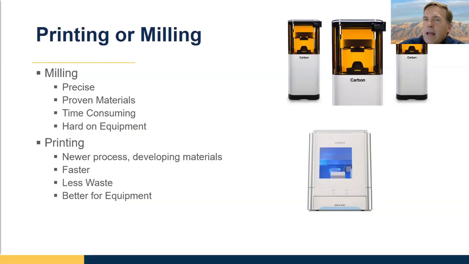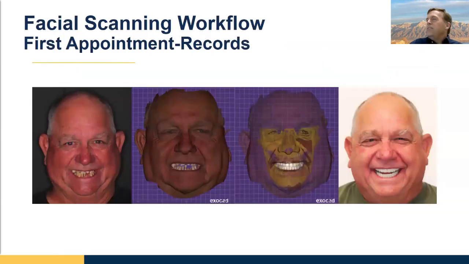And the anatomy doesn't matter in the sense that it doesn't matter how much undercut there is in the maxilla because the printer just builds it up one layer at a time. I feel like this is the next thing in digital, and I'm hoping that we see more and more of this.